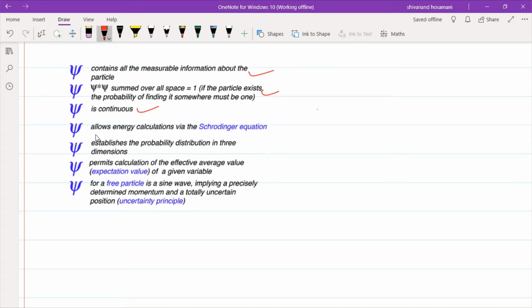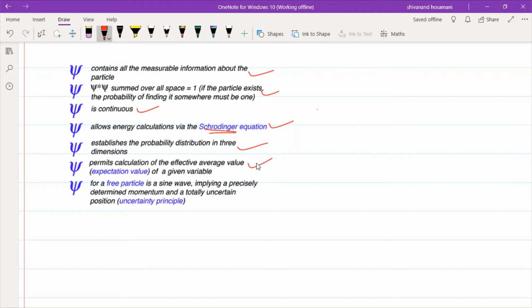And this psi allows energy calculations via the Schrodinger equation. As we know, this psi tells us about, or we can study, how this particle wave function interacts with matter and energy by the Schrodinger wave equation only. Right? Then this psi establishes the probability distribution in 3 dimensions. As we know, it not only gives its properties in 1 dimension, we can extend this wave function to all 3 dimensions also. So it will give the probability distribution, how it is distributed over all 3 dimensions. That information will be given by this psi.